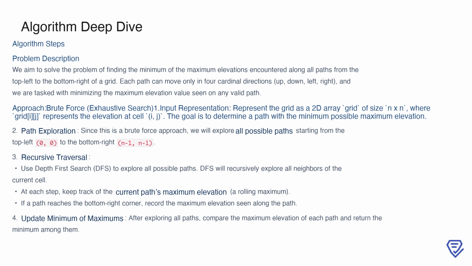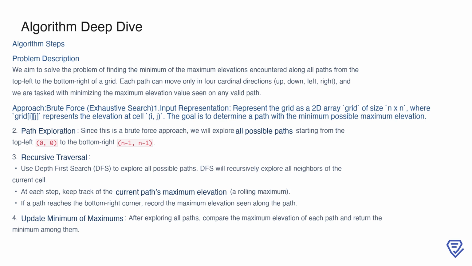To solve the problem of finding the minimum of the maximum elevations encountered on any path from the top left to the bottom right of a grid, we start by understanding the brute force approach. The grid is represented as a 2D array, where each cell contains its elevation. The goal is to determine a path such that the highest elevation encountered along that path is minimized.